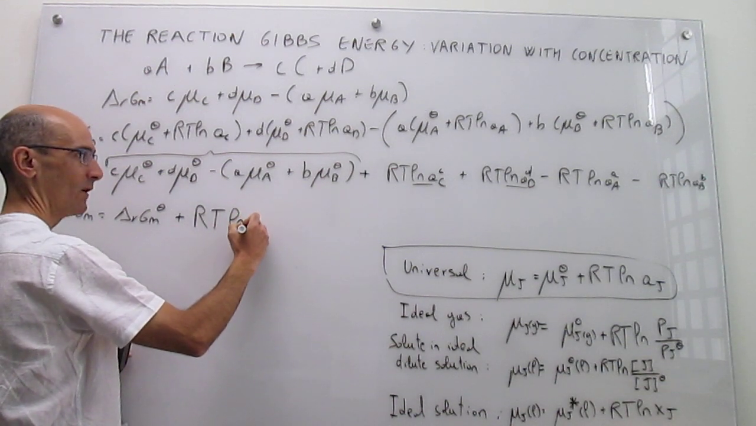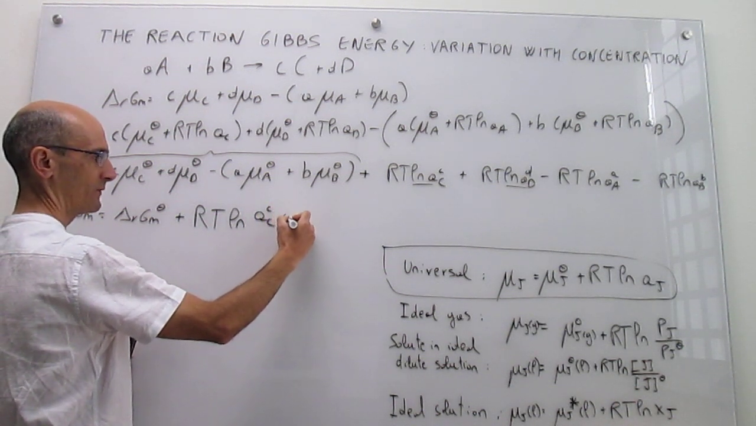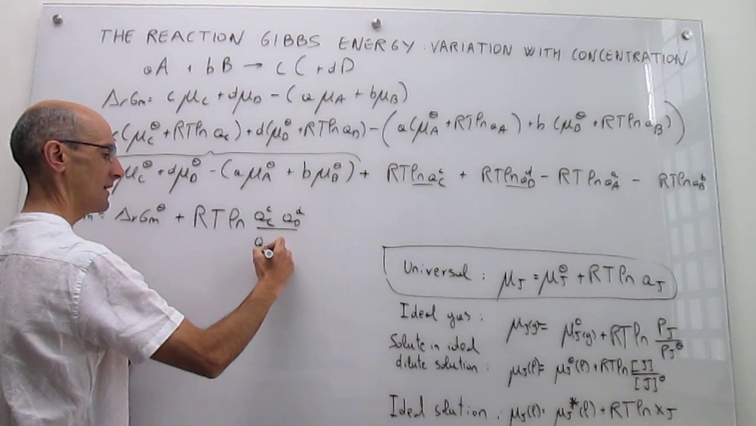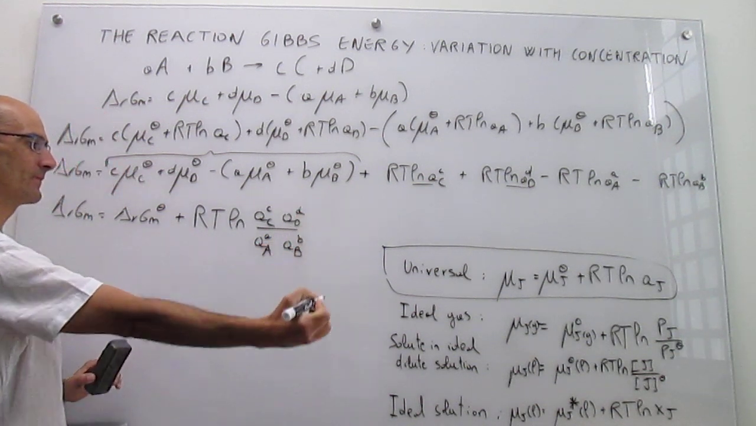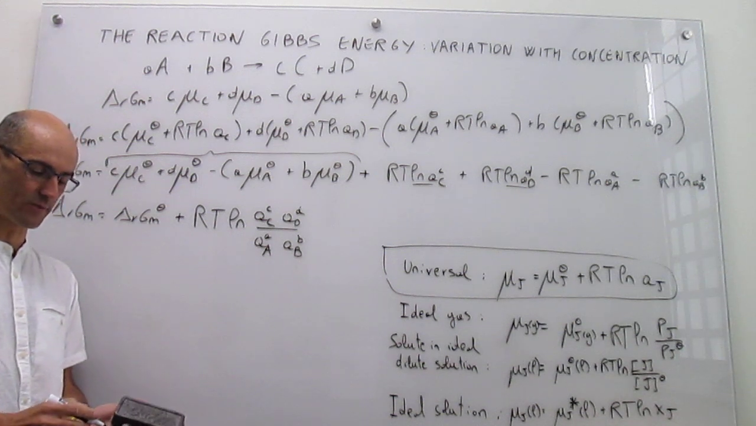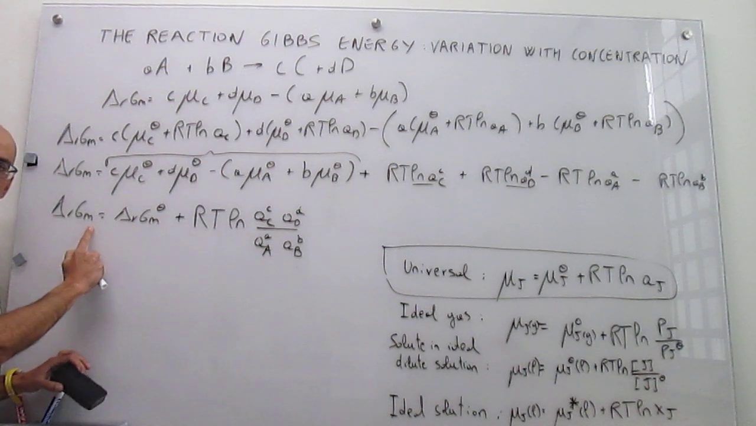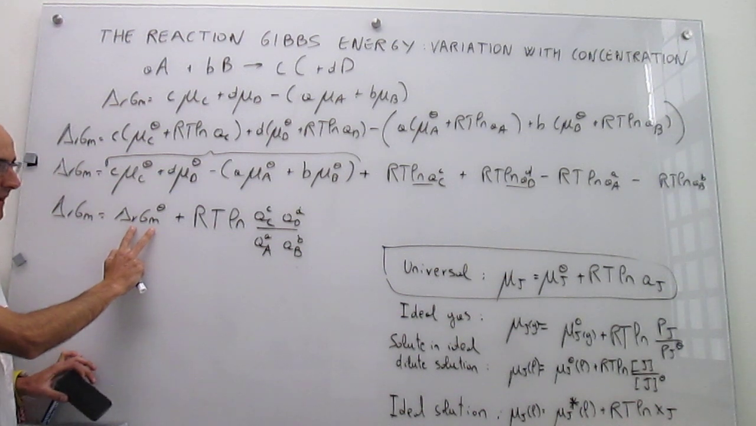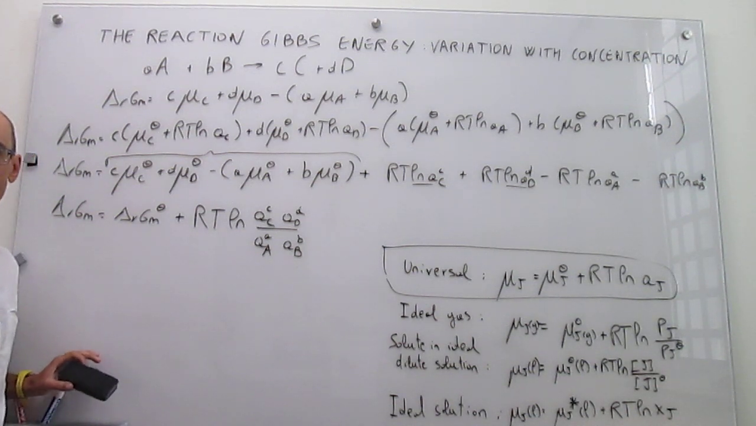That is just the natural log of the activities of products in the numerator, each raised to the power of its stoichiometric coefficient, D to the d, over the activities of reagents, A to the power of a, to the power of the stoichiometric coefficients. Okay, so notice how simple and compact this expression is. And notice what this means. Whether a reaction is spontaneous or not, under any set of concentrations, is going to be the reaction Gibbs energy at the standard state, plus a correction from the fact that your actual concentrations may differ from those of the standard state.